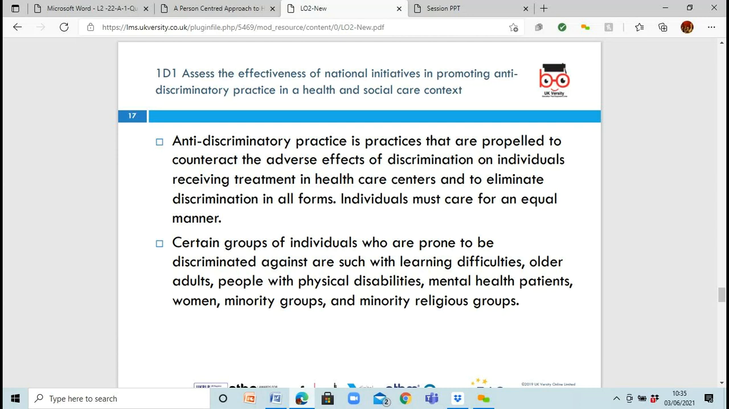So certain groups of individuals are prone to be more discriminated against than others. So people who might have learning difficulties, older adults, or people with physical disabilities, mental health patients, women, minority groups, and minority religious groups, these groups are more likely to be discriminated against. It might be directly, and it might be indirectly. Mostly it's indirectly without even someone thinking about it. But unfortunately, it does happen, which is why we want to look at anti-discriminatory practices.